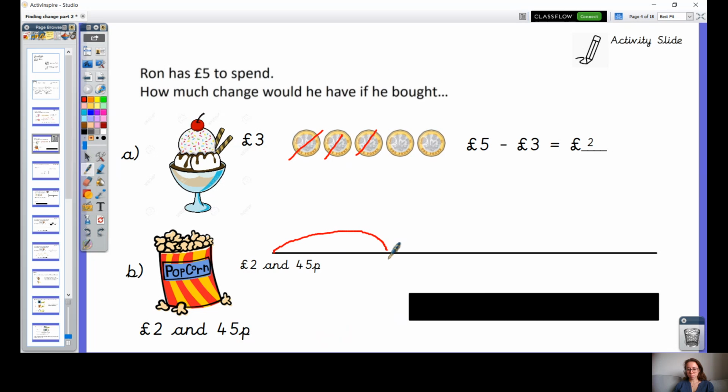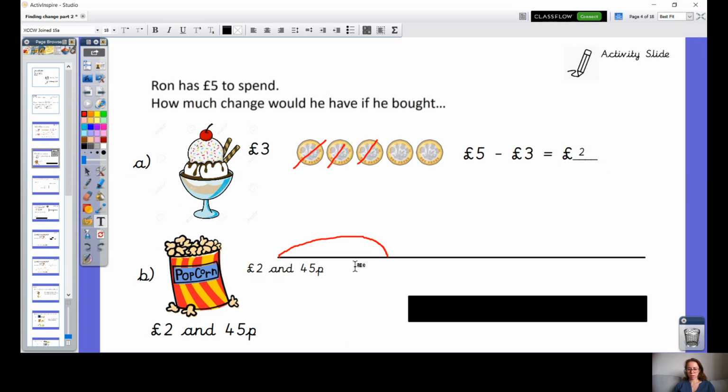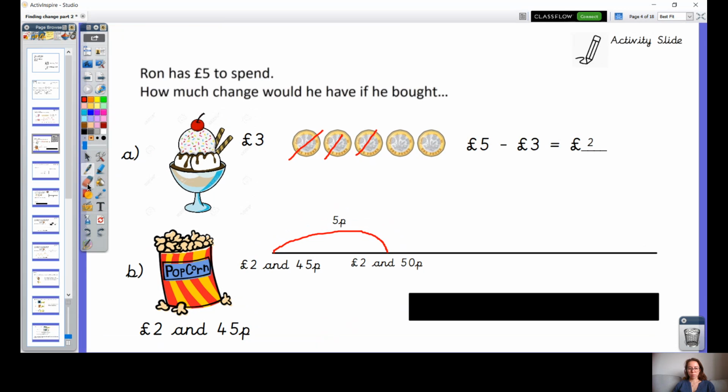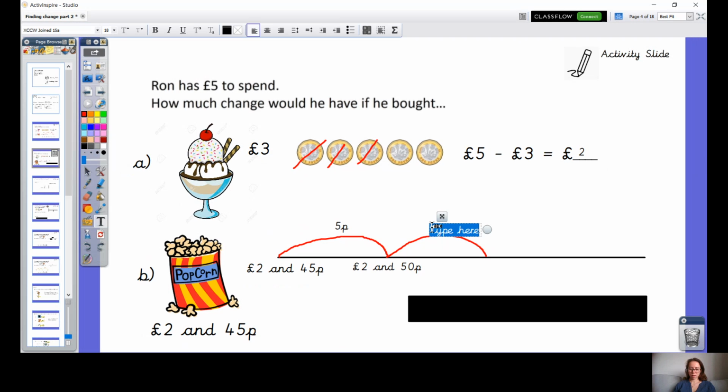So I'm going to do a jump to make £2.50. Nice rounded up number. And so far I've added on 5p. Right. Now, I know that another 50 pence here would make a pound, because I know that 2 50s make a pound. So I'm going to straight away add on another 50 pence. Let's write it up here. Let's add on another 50. And then I know that I have actually got £3 now.